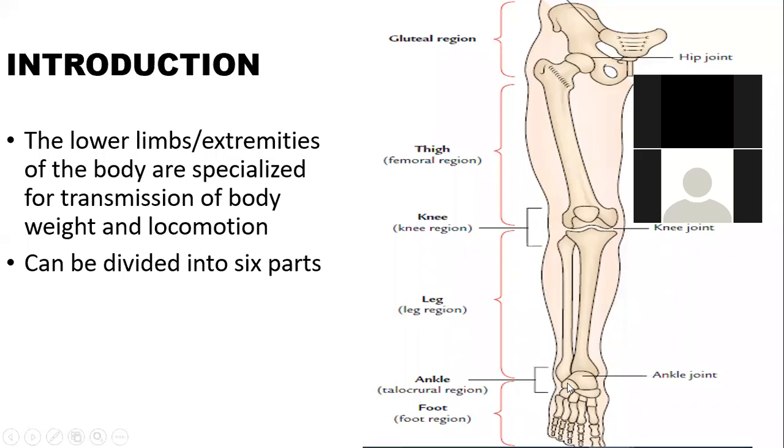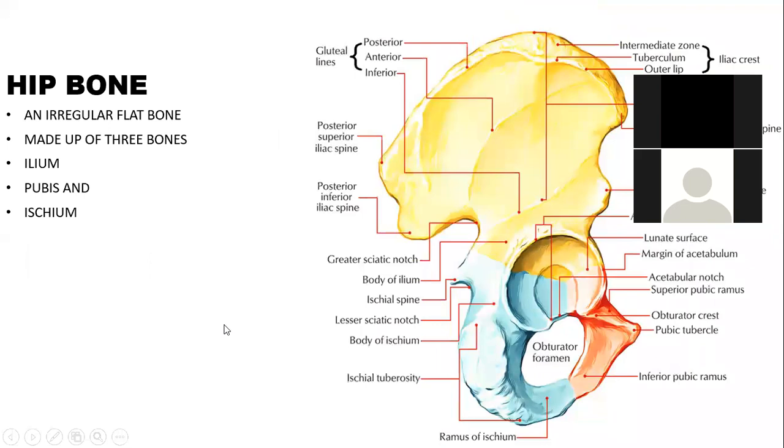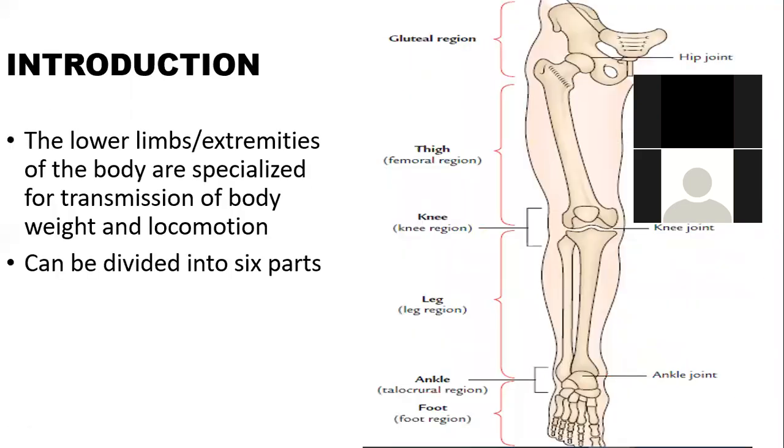Then there you have tarsal bones. You have 7 tarsal bones. On the hand, you have 8 carpal bones, but for the leg, you have 7 tarsal bones. Then you talk about now the foot. Okay. So basically, that's the lower limb itself. So the pelvic region, the thigh, the knee, the leg, the ankle, and the foot.